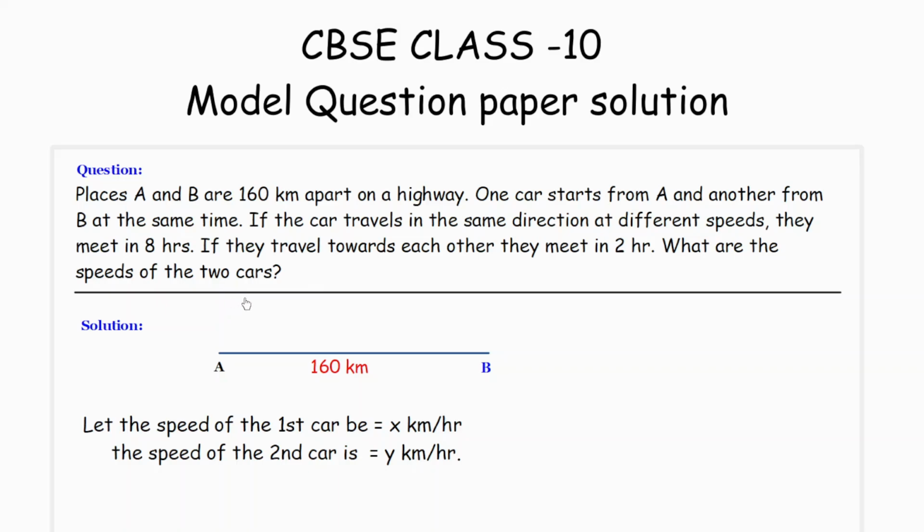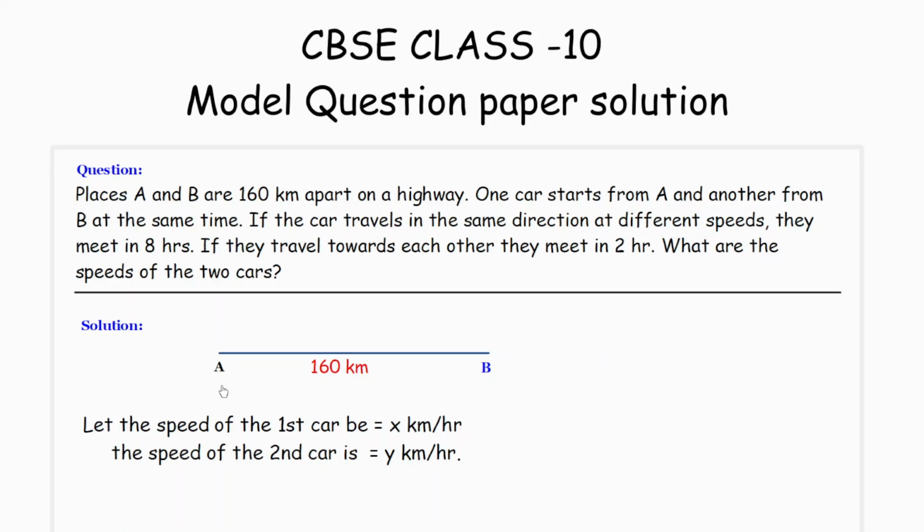Here we have to find the speed of the two cars, but they give two conditions. The first condition is if the cars travel in the same direction at different speeds. The second condition is if they travel towards each other, which is the opposite direction. We can take A as the starting point of the first car and B as the starting point of the second car.